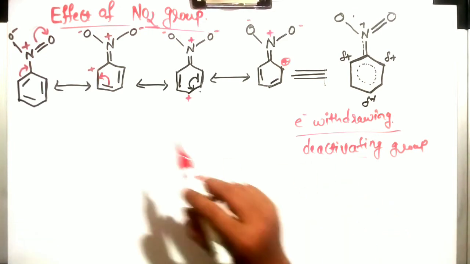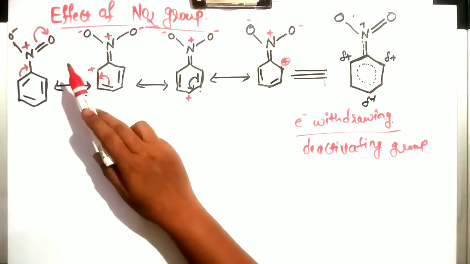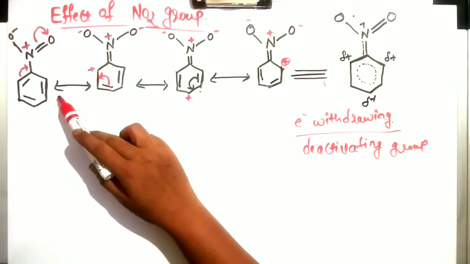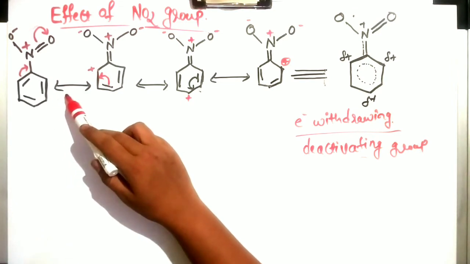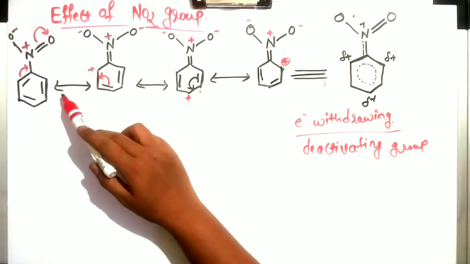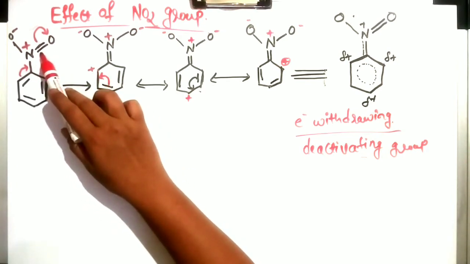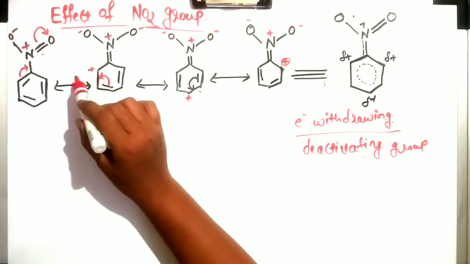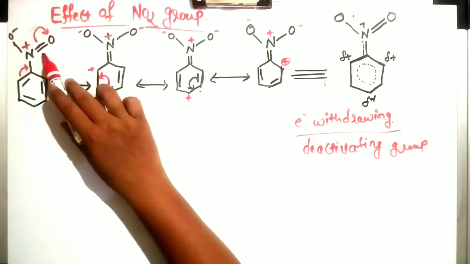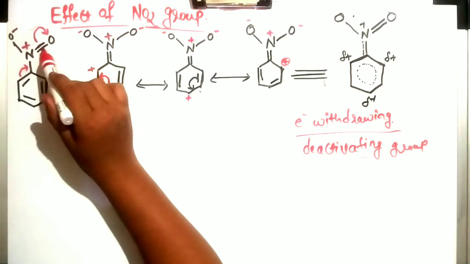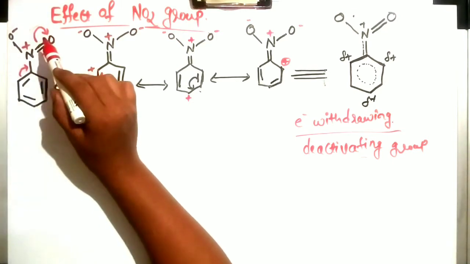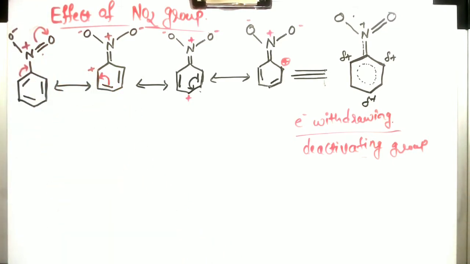So we can actually use the conjugation of the aromatic ring with a double bonded oxygen. So here we have a double bonded oxygen of the nitro group, and so the electron can be pulled out of the ring. So here what is happening? The electron is pulling out of the ring.